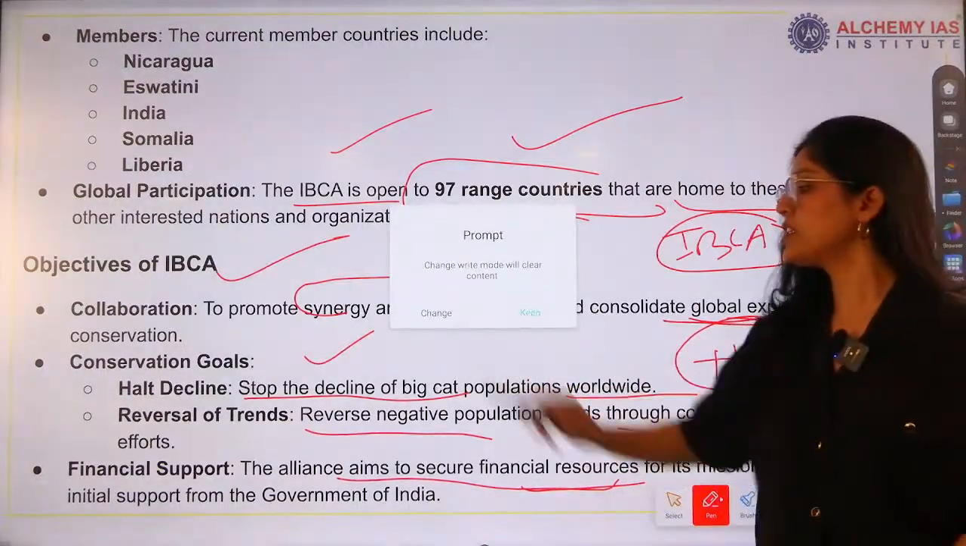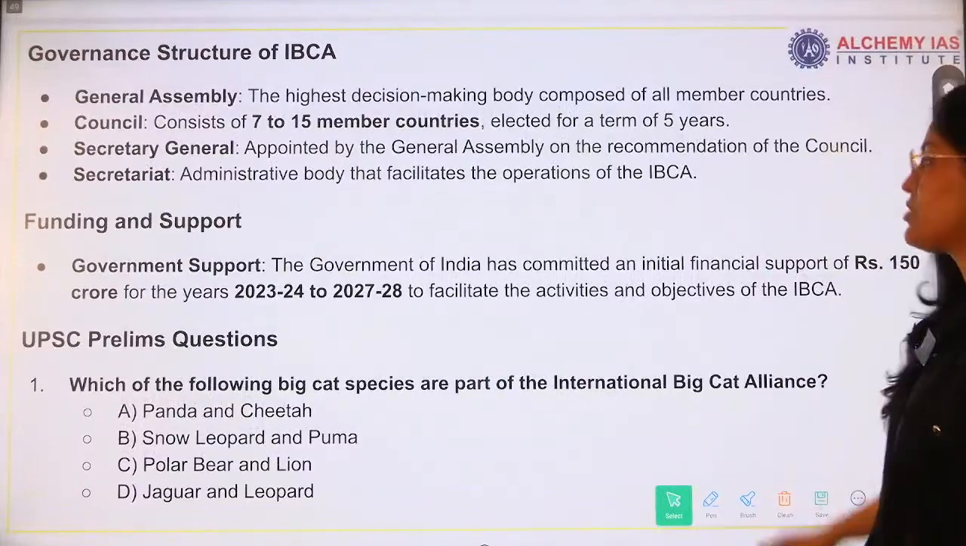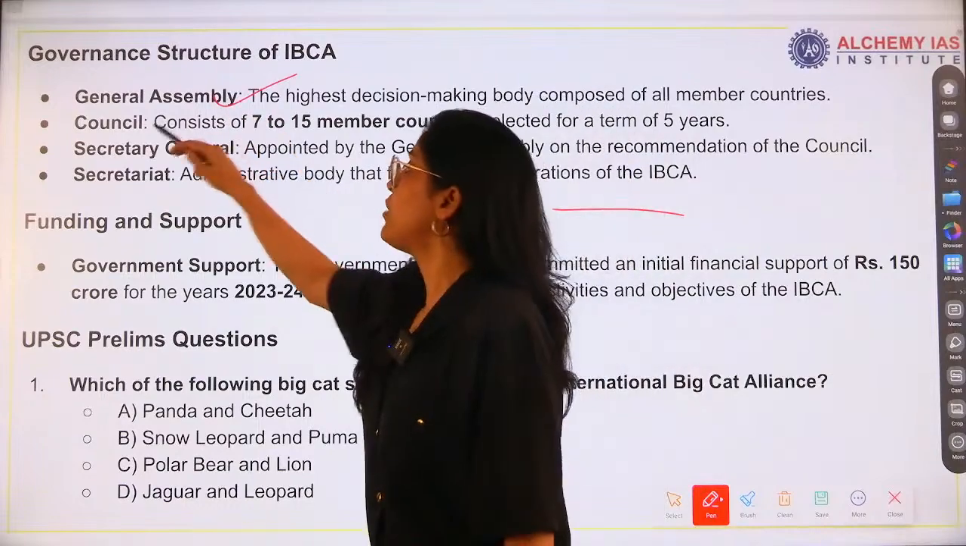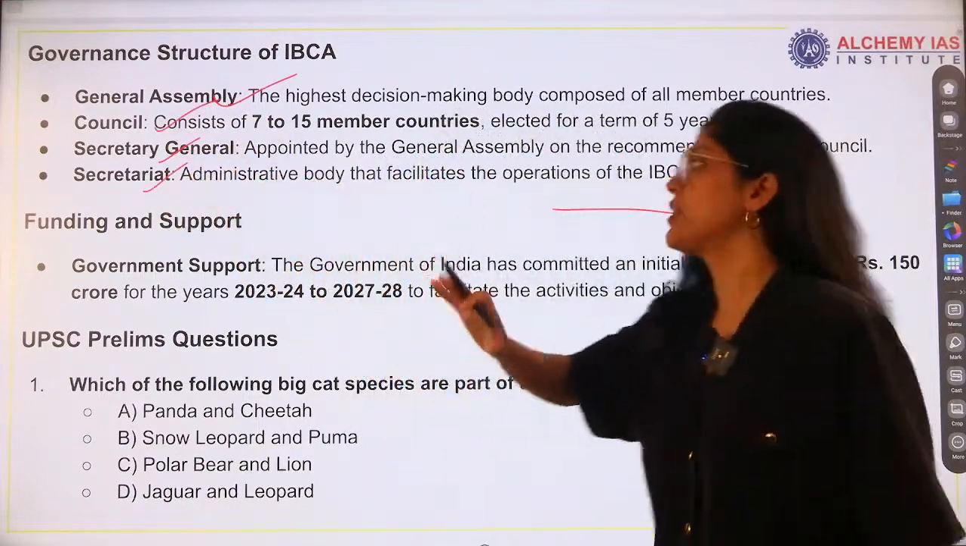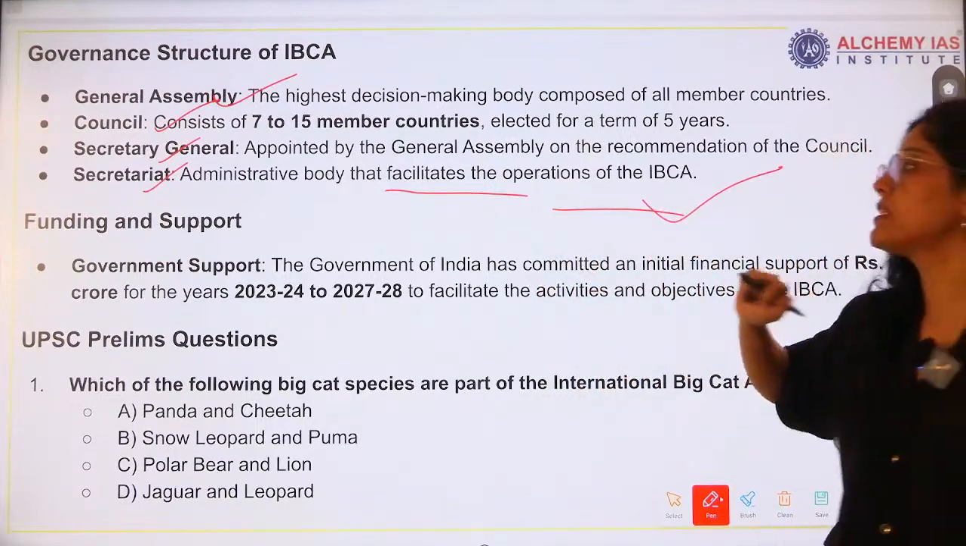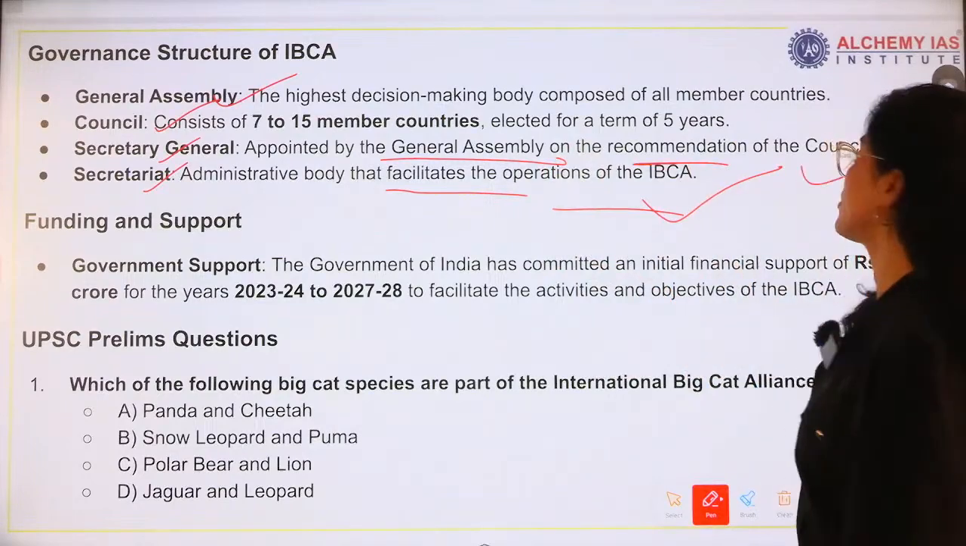Okay, so we need the alliance. Next is the governance structure of IBCA, very, very important. There is a General Assembly, a Council, a Secretary General and a Secretariat. The Secretariat is an administrative body that facilitates the operation of IBCA. The Secretary General will be appointed by the General Assembly on the recommendation of the Council.